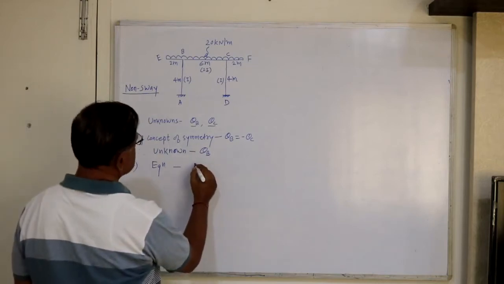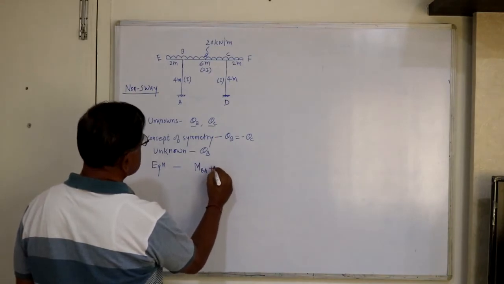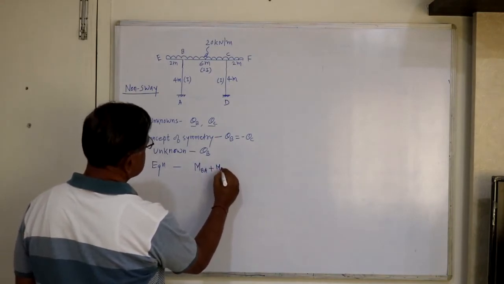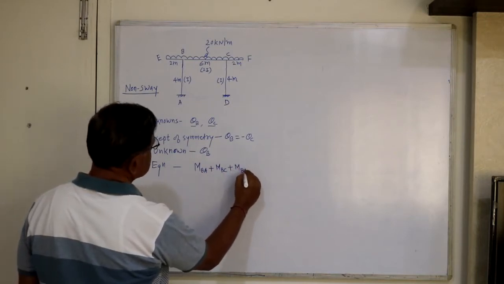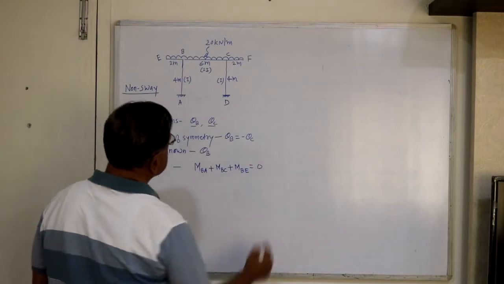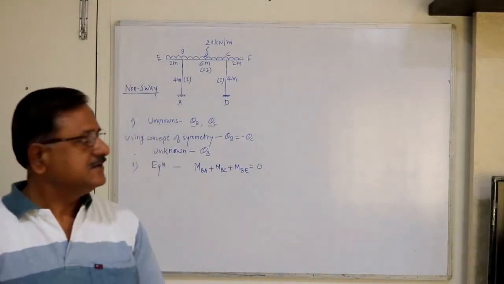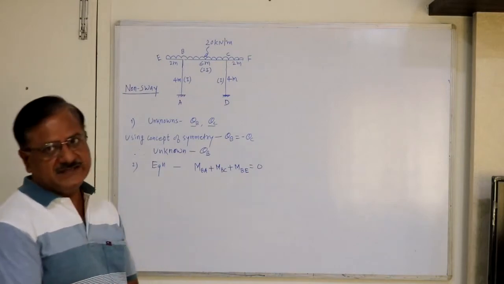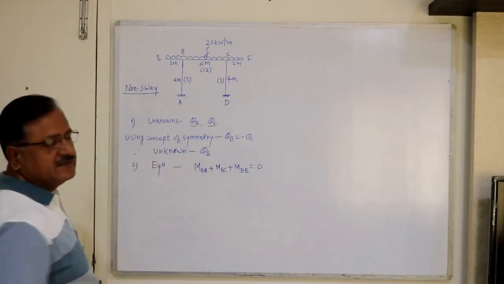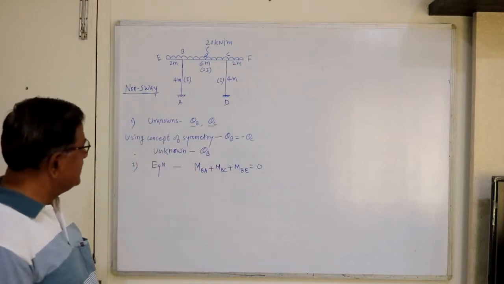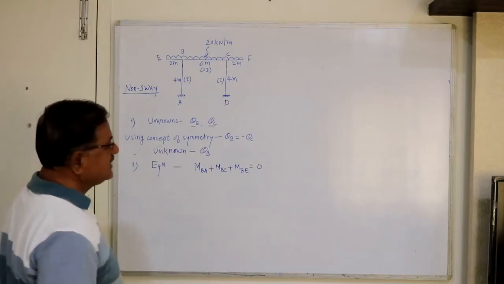Joint equilibrium equation will be MBA plus MBC plus MBE must be equal to 0, because there are three members connected at B, BA, BC and BE. So therefore the total moment at B, the resultant moment at B must be equal to 0. So this is the joint equilibrium equation.